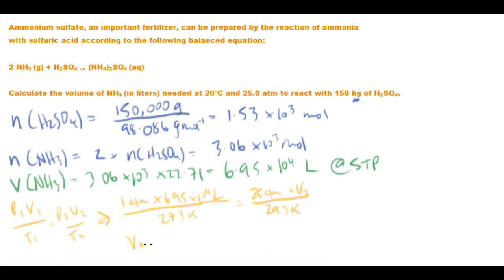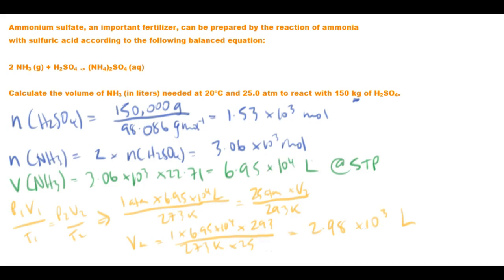If we rearrange that to get the second volume, it's 1 atmosphere times 6.95 by 10 to the 4 liters times 293 Kelvin divided by 273 Kelvin times 25 atmospheres. It all ends up being 2.98 by 10 to the 3 liters.